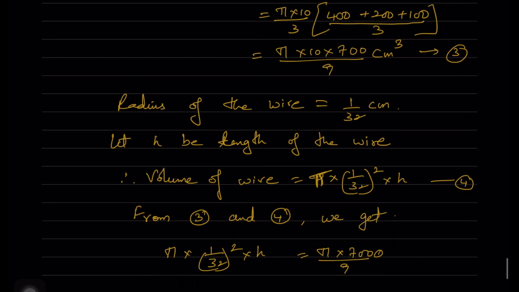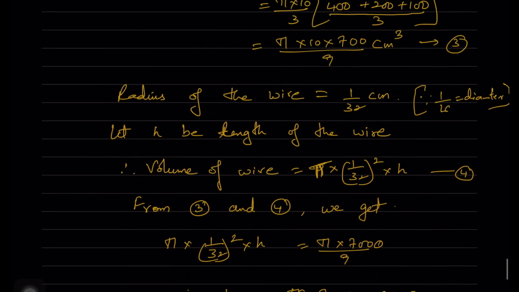So the radius of the wire is equal to 1 by 32, since 1 by 16 is the diameter. This is the diameter given to us. So radius is equal to 1 by 16 by 2, which is 1 by 32. So therefore let h be the length of the wire. Therefore the volume of the wire is equal to pi r square h, that is pi into 1 by 32 whole square into h. This is the fourth equation.